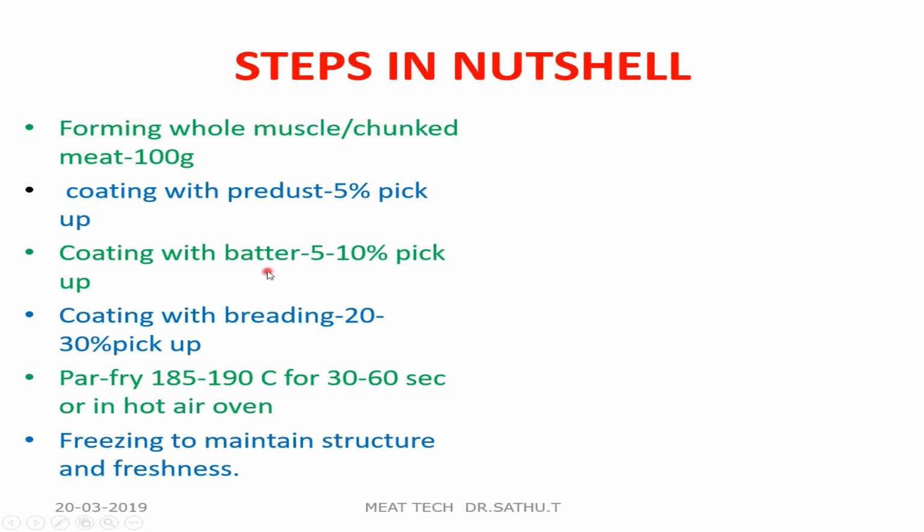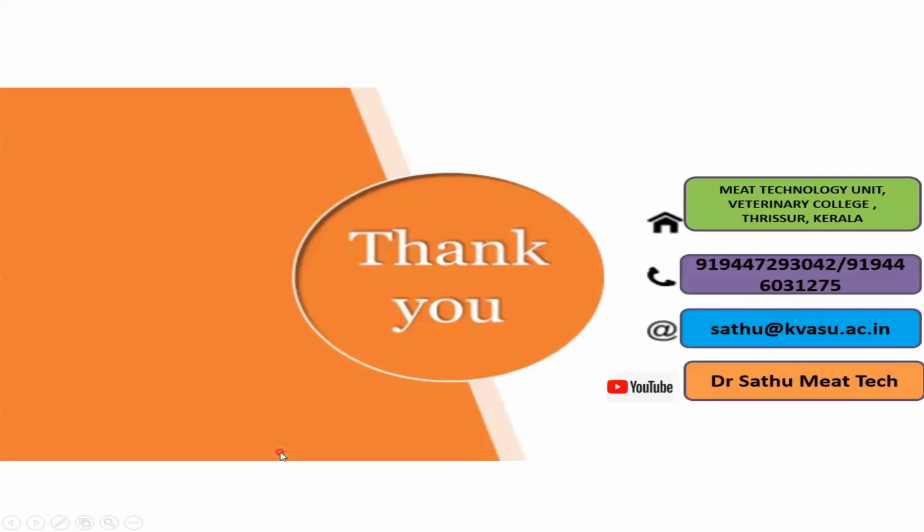If you are adding 10%, it comes to around 115, including 100 plus 5 plus 10. Then coating with breadings, which can go up to 20 to 30% pickup. You can see that the total weight has not increased more than 30% of the initial weight of 100 grams. Then it goes for frying. We can follow par frying or flash frying. Then it can go for packaging. Freezing is done to maintain the structure and the freshness.